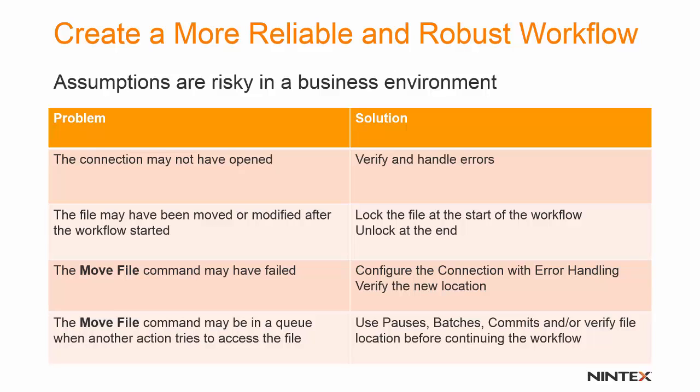Another problem is that you may approve one version of the document only to move a second version because of an unknown update. The solution to this one is to lock with the start of the process and only unlock it at the end. The move command has two common failure modes. The first is it may flat out fail, in which case you need to handle that because your next process is going to be looking for a document that never got transferred to the final folder. Or the move file command may be happening but stuck in a queue, so that when another action tries to access the file, it's not there yet. You can resolve this by using pauses, batches, and commits to verify the file location before continuing with the workflow.